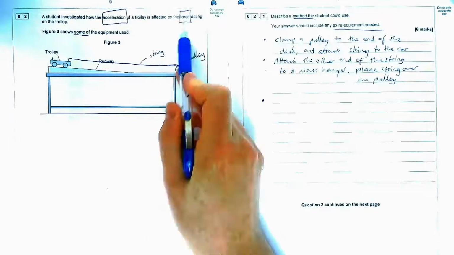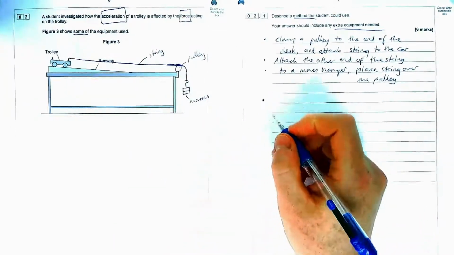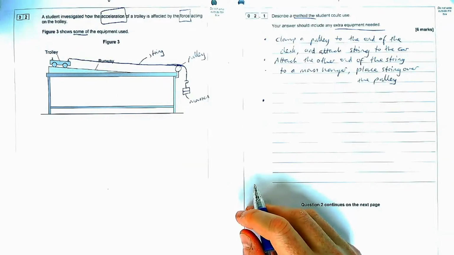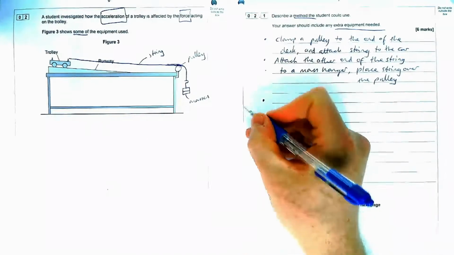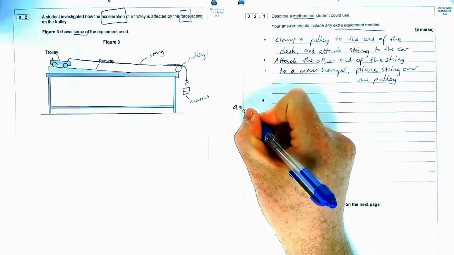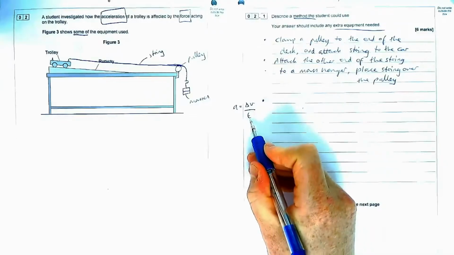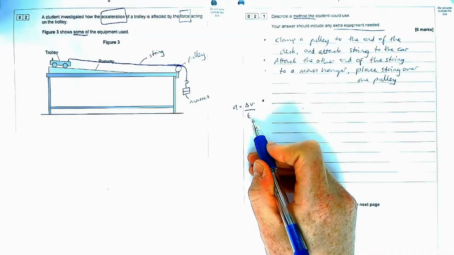Now there's a few different ways of doing this. This is just the way my school does it. I think it's one of the easier ways to mention in the exam. So to measure acceleration, essentially what we're going to do is use this equation here. Acceleration is change in velocity divided by time. Now time is very easy to measure. That's using a stopwatch or stop clock. Change in velocity is a bit trickier.